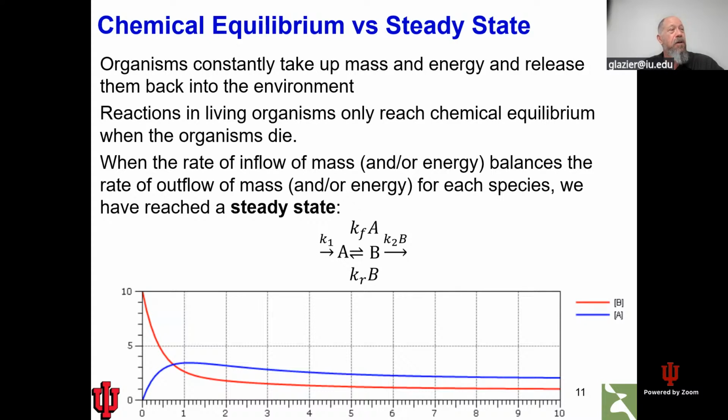And so here I have a system that looks just like my previous system. A goes to B, B goes back to A with exactly the same rates, but I have a constant source of A, K1, and I have a constant removal of B with K2 times B. And this will also reach a steady state where the values of A and B won't change in time. And that's called a steady state rather than equilibrium because I'm continually adding material in the form of the source of A and removing it in the decay of B.